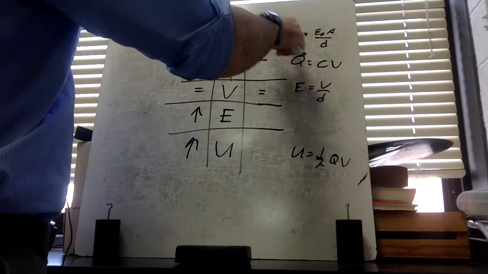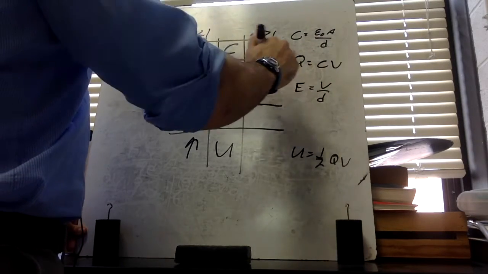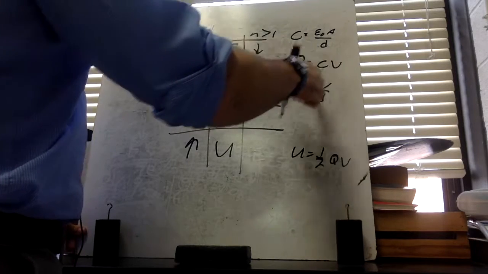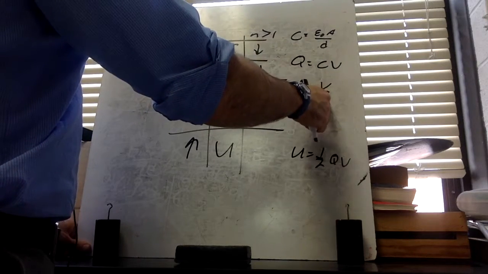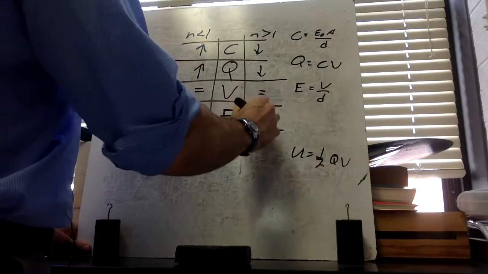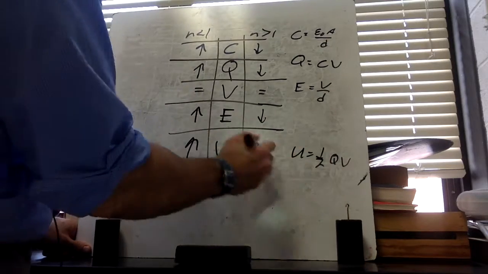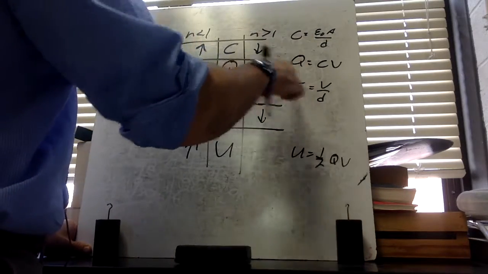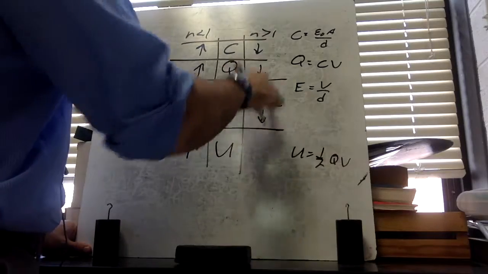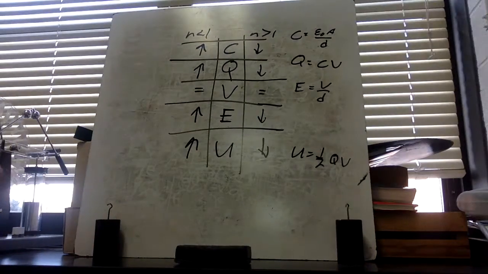If D gets bigger, C gets smaller. If C gets smaller, then Q gets smaller because V is staying the same. V stays the same and D gets bigger, so that means E gets smaller. U is 1/2 QV, V is the same, sorry, and Q is going down. So that means the stored energy has to go down also.